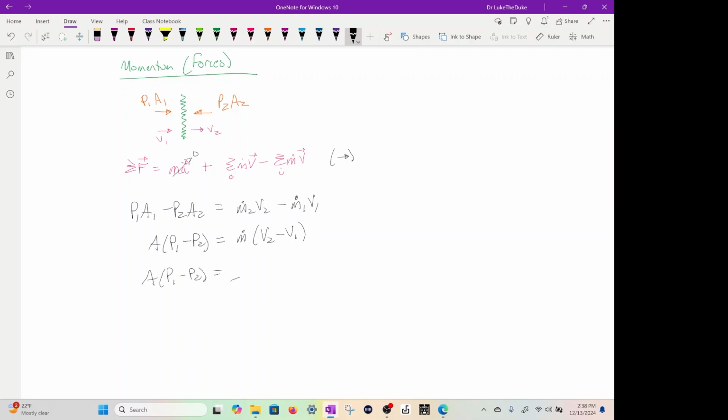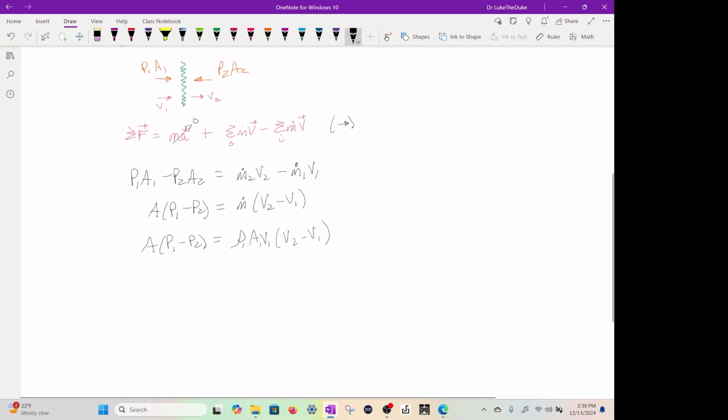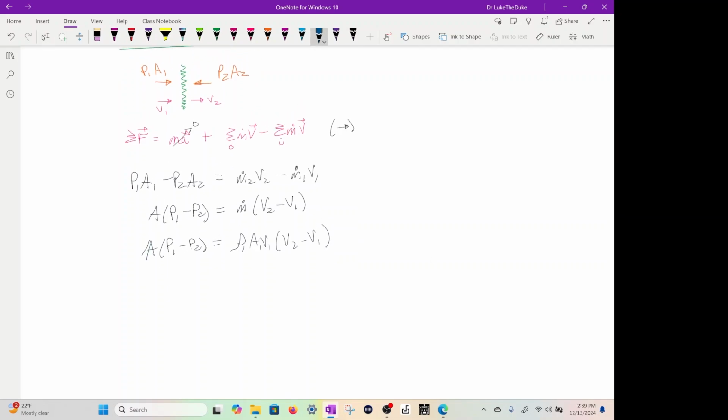This is basically rho 1 A1 V1 times (V2 minus V1), or I could do rho 2 A2 V2. Doesn't matter. Just showing you that the areas are the same. So you end up with something like this: P1 minus P2 is rho 1 V1 (V2 minus V1). Leave that here. That relates pressure and velocity.